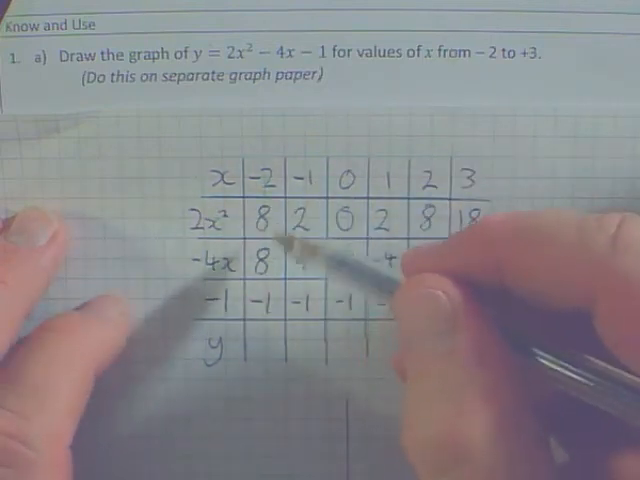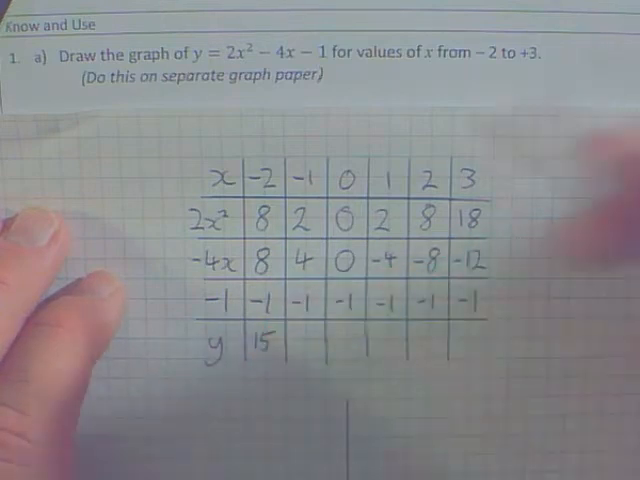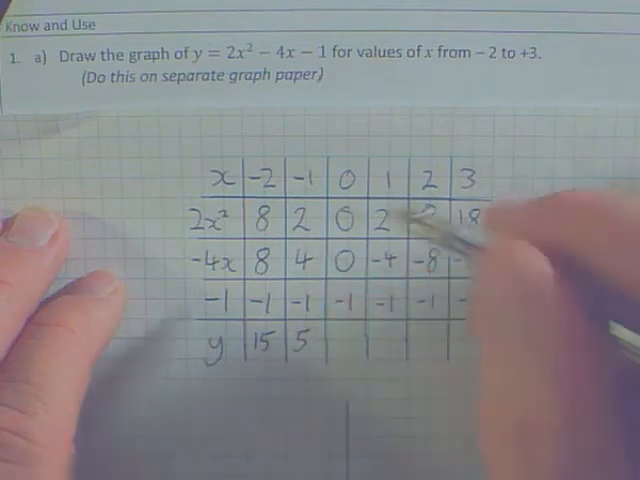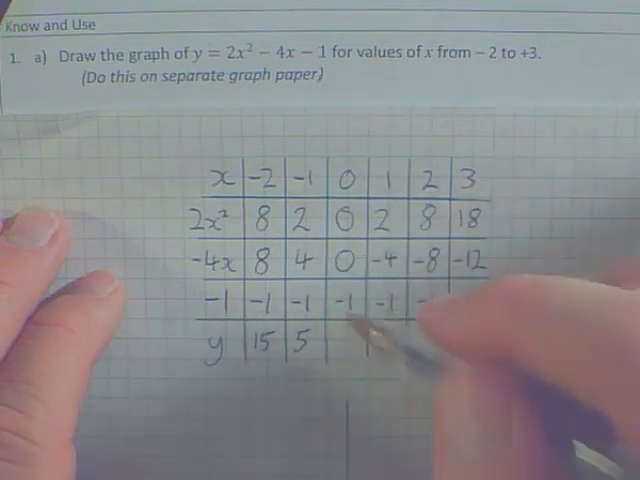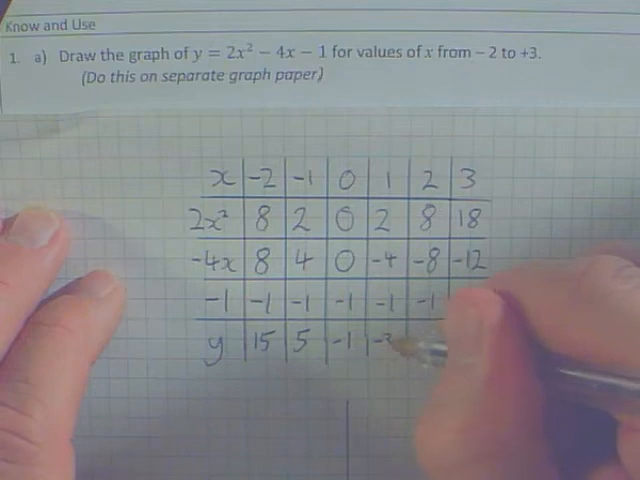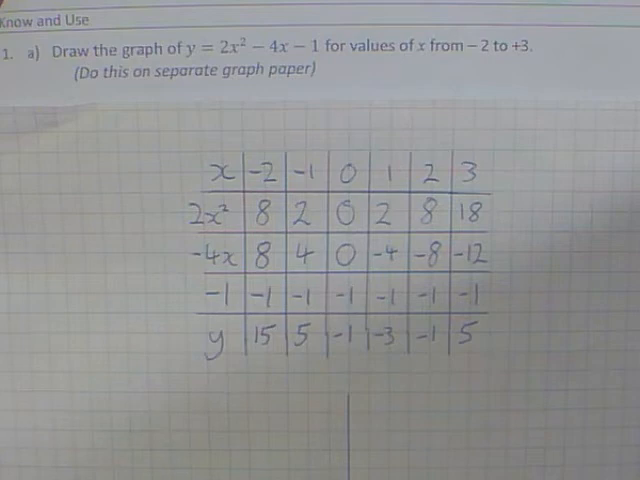So, I've got 8 plus 8, 16, take away 1, 15. 2 plus 4 is 6, take away 1, 5. 0, and minus 1, minus 1. 2 take away 4 is minus 2, take away 1 is minus 3. 8 take away 8 is 0, take away 1 is minus 1. 18 take away 12 is 6, take away 1 is 5. There we go. So I've got my coordinates I can plot.